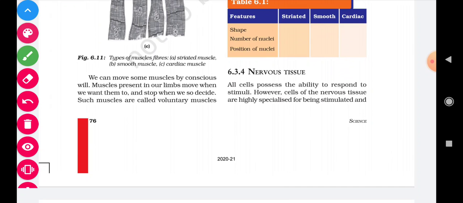The name is nervous tissue. The entire control and coordination system of our body, dependent on a single tissue, is known as nerve tissue.